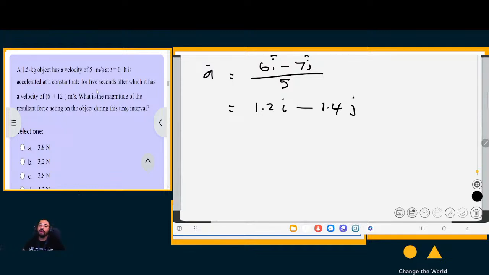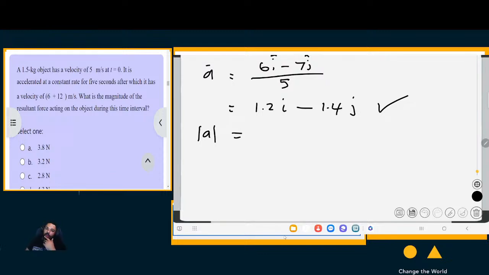This is the acceleration in vector form, but we don't want it in vector form. We want the value of the acceleration, in other words the magnitude of the acceleration. Can anyone tell me how I would get the magnitude of the acceleration from this format? Any one of you? Yes, go ahead. You can get the magnitude of the acceleration by summing the two, like taking the square root of 1.2 plus negative 1.4.